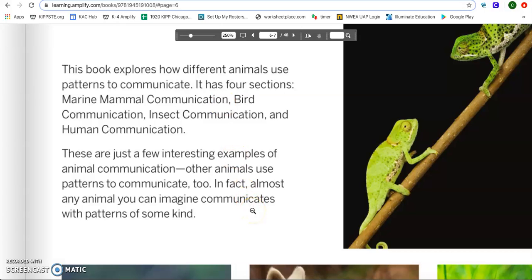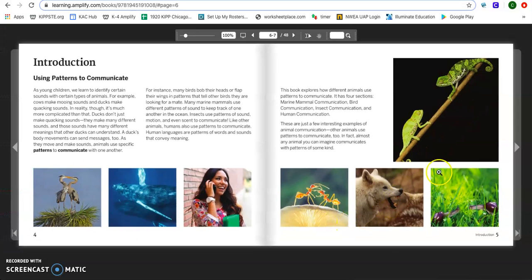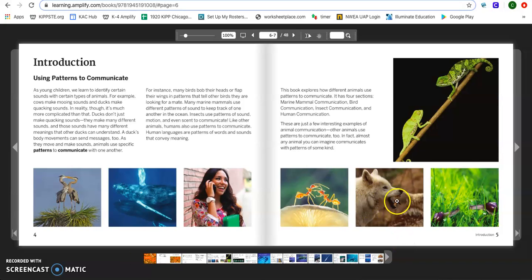These are just a few interesting examples of animal communication. Other animals use patterns to communicate too. In fact, almost any animal you can imagine communicates with patterns of some kind. Looks like he's communicating in a very, well, I guess he may not be vicious, but those are some dangerous looking teeth right there. Flipping the page.